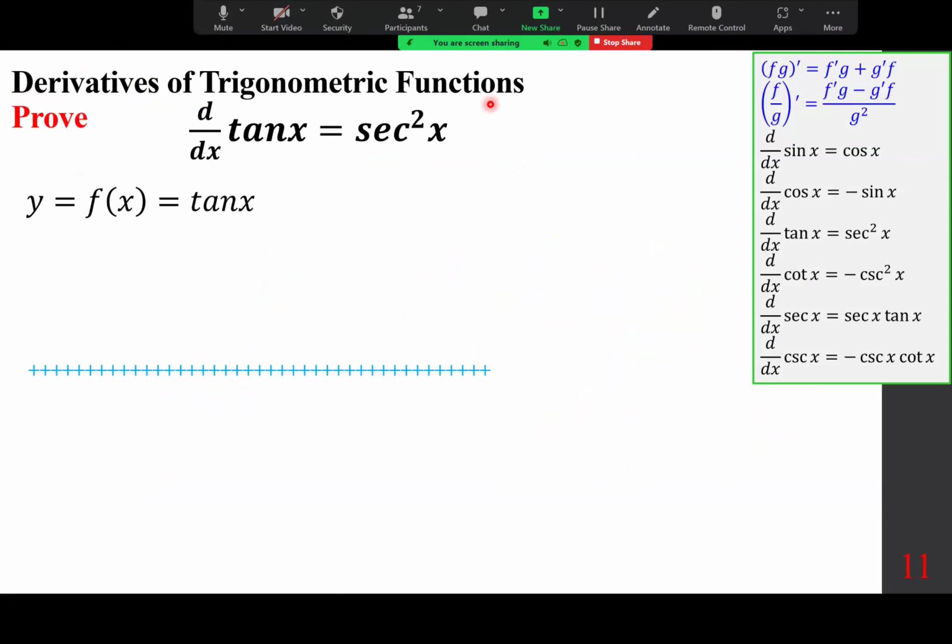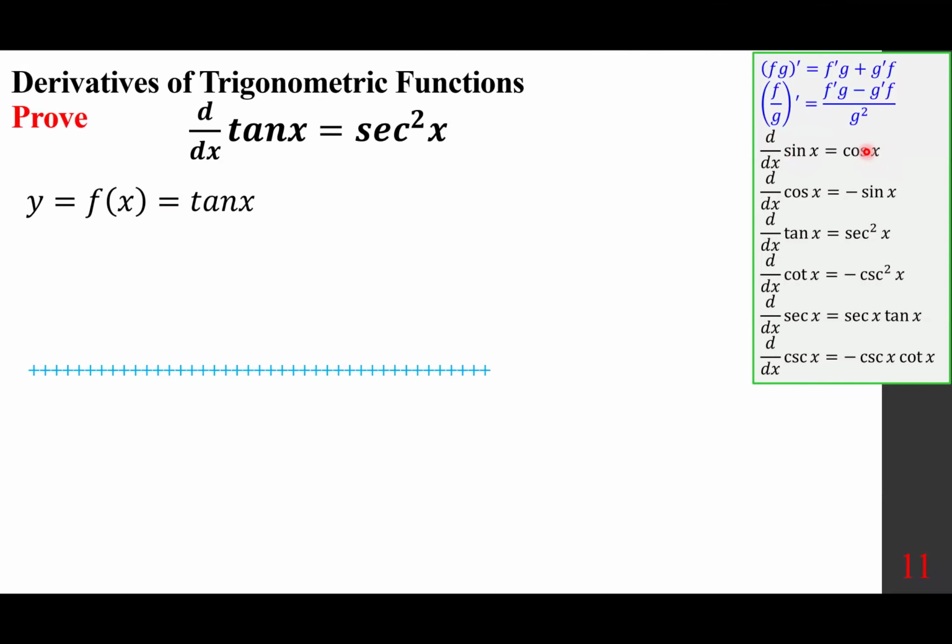Derivative of trigonometric functions: prove that the derivative of tan x, d/dx of tan x, is secant squared, so your function y or f of x is tan x. Now, as the derivative of sine x equals cosine x, you can find it in the lecture notes. We use geometry, trigonometry, algebra to prove that, and the limits that we had in the previous pages, the limit of sine theta over theta as theta approaches 0 equals 1, the limit of cosine theta minus 1 over theta as theta approaches 0 equals 0.